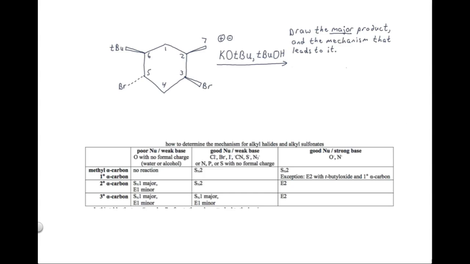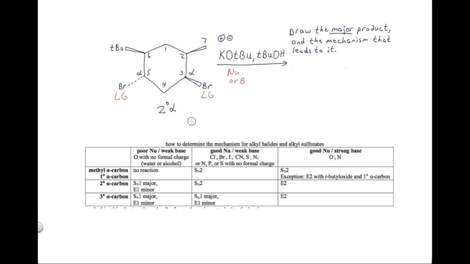Now we have to choose a mechanism. We expect to use the O- as a nucleophile or a base. This bromine can be a leaving group, or this bromine can be a leaving group. We don't know yet which of those will give us the major product, so we don't know yet whether we're going to use carbon 3 as our alpha carbon or carbon 5, but notice that either way we're going to have a secondary alpha carbon. Carbon 3 is secondary, and carbon 5 is also secondary.